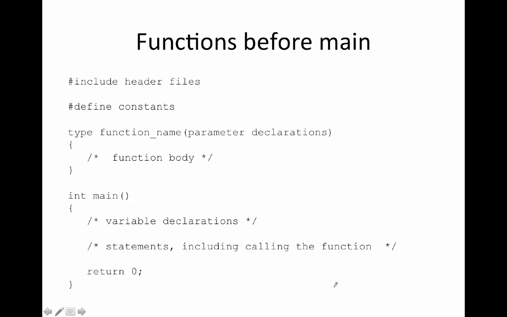So here's what it would look like if we have the entire function before main. We'd start by including our header files, whatever we need. Then we define our constants. Then we'd have the entire function definition, so the function header and all of the function body, before the main function. So we have the entire function definition up here before the main function, which is going to have its variables and statements, which will include calling the function that we defined up here. So that's one way of doing it.